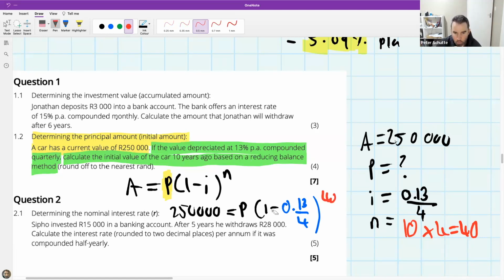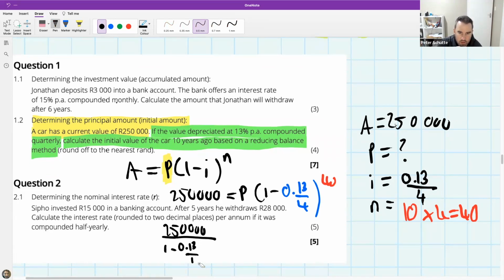So in order to get P by itself, I have to bring this whole chunk to the other side. And so I'm going to go 250,000 divided by 1 minus that over 4, to the power of 40. And that's me just using laws of algebra. And so I need to put this in my calculator, but hopefully you can help me with confirming that what I get is correct.